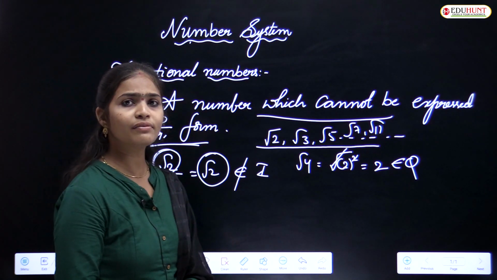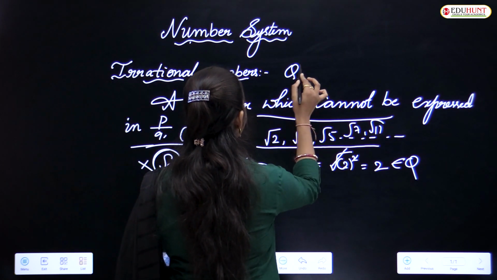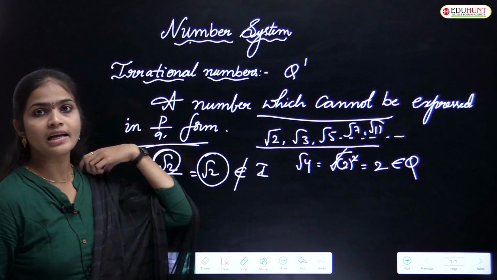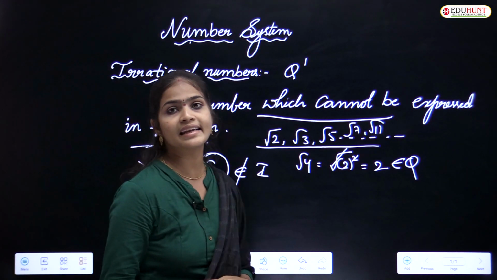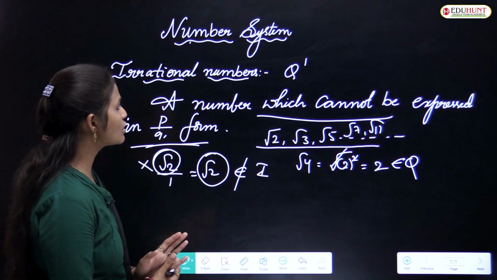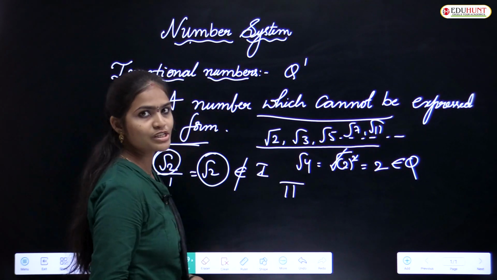By which letter do we represent irrational numbers? Yes, that is Q dash. Q means rational numbers and Q dash is nothing but the representation of irrational numbers. Other numbers are also there for irrational, for example pi. Pi is an irrational number.